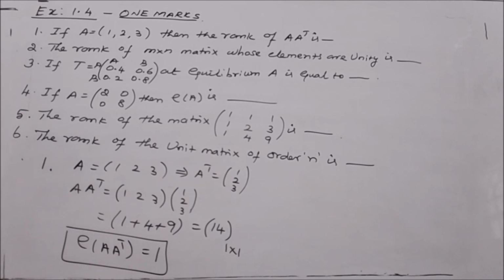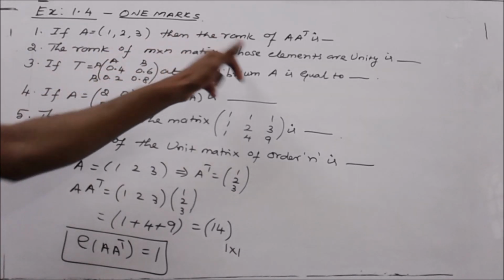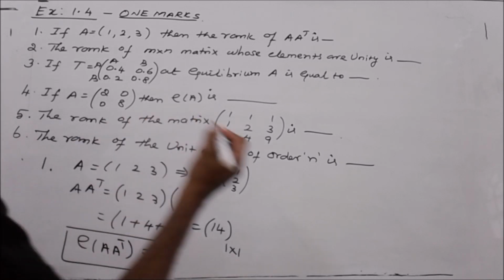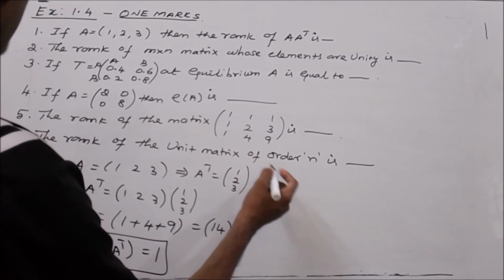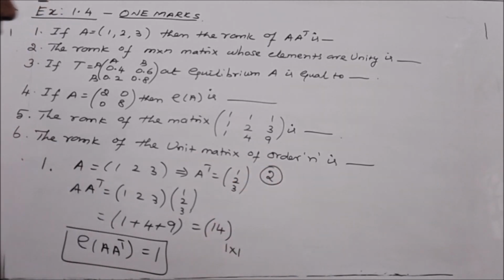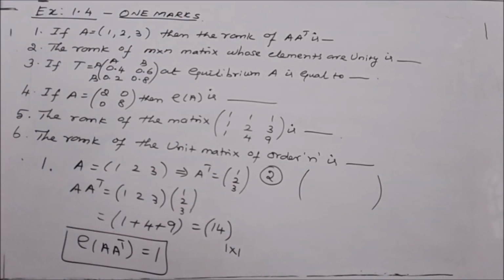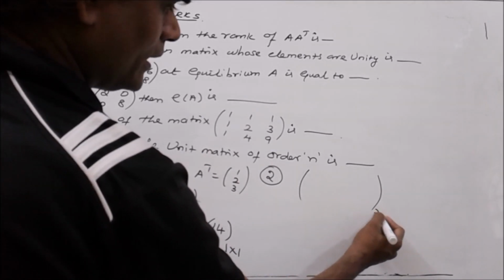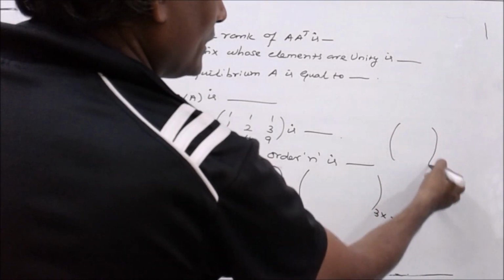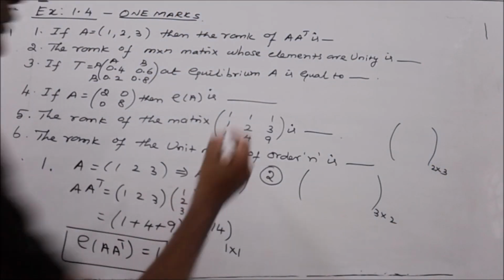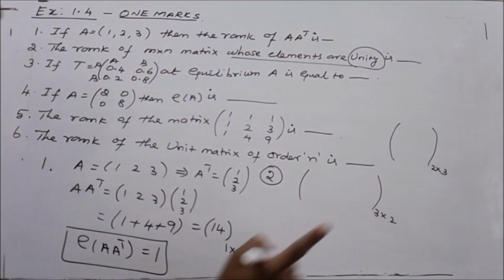For the second one: the rank of an M cross N matrix whose elements are unity. That means it is an M cross N matrix, with some number of rows and some number of columns. For example, if we take an M cross N matrix, I am taking 3 cross 2, or you can take 2 cross 3, whose elements are unity. That means all the elements are 1 in it.